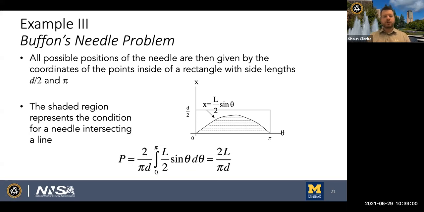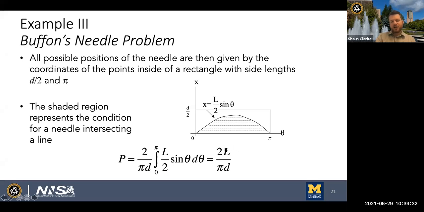Okay, so we can do that integral, and you can solve that integral easily enough to be 2L over pi d, and that's the probability that any needle will intersect the line. The interesting thing about this is you can use this expression if you had a way to actually physically measure this probability p, because if we could measure this, we could actually estimate pi. That's what I'm trying to say.